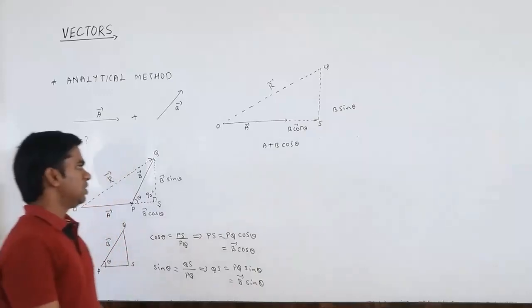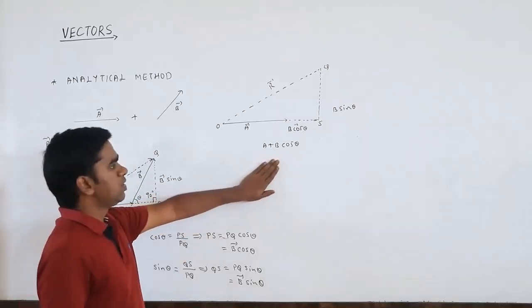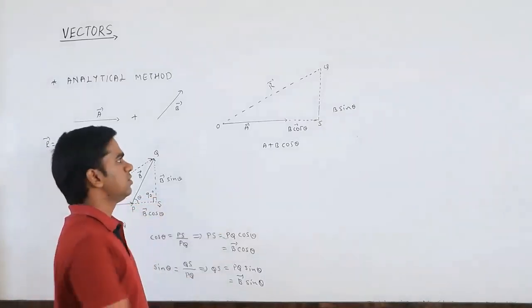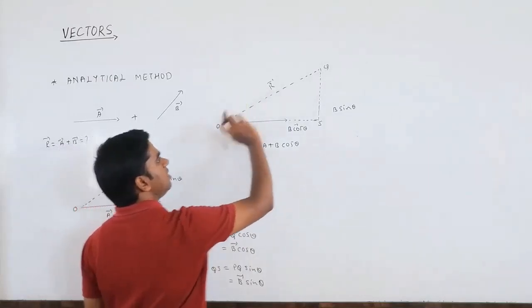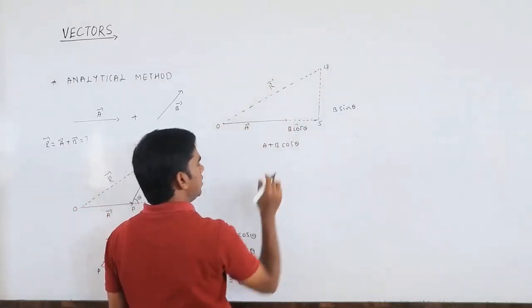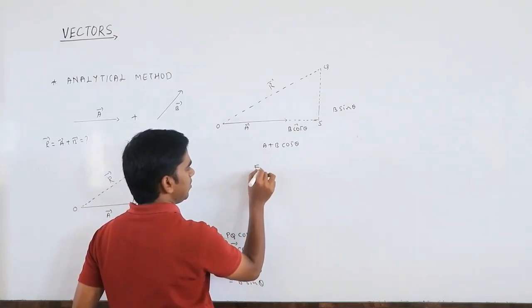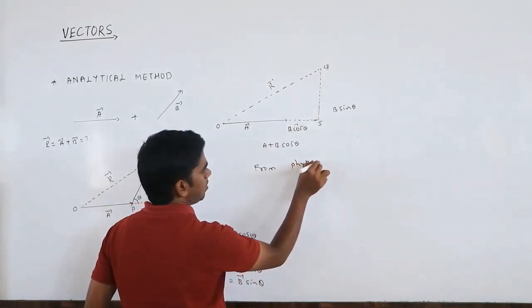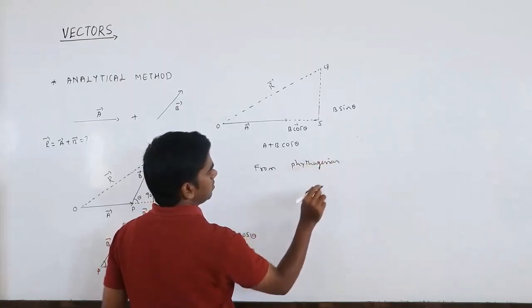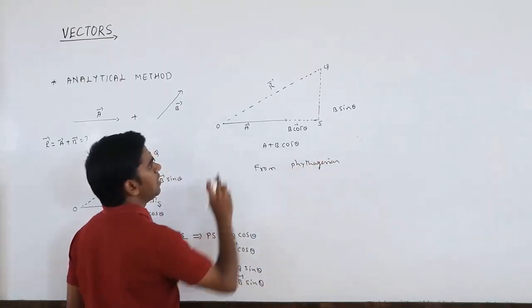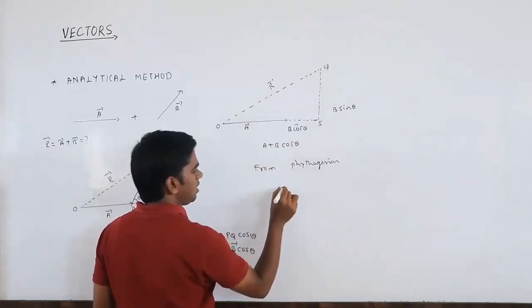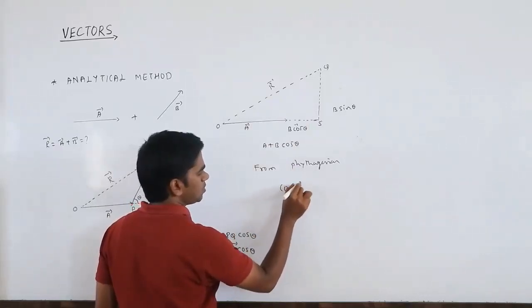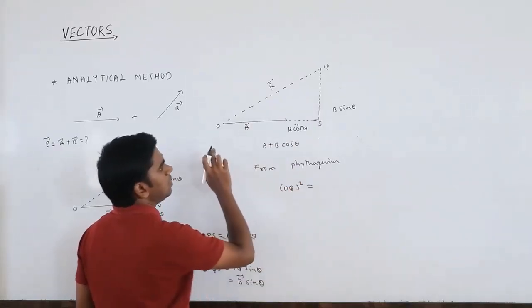Now if this is the case, apply your Pythagoras theorem to find R, to find OQ. So from the Pythagorean theorem, what can you write? OQ square is equal to, what can you write?